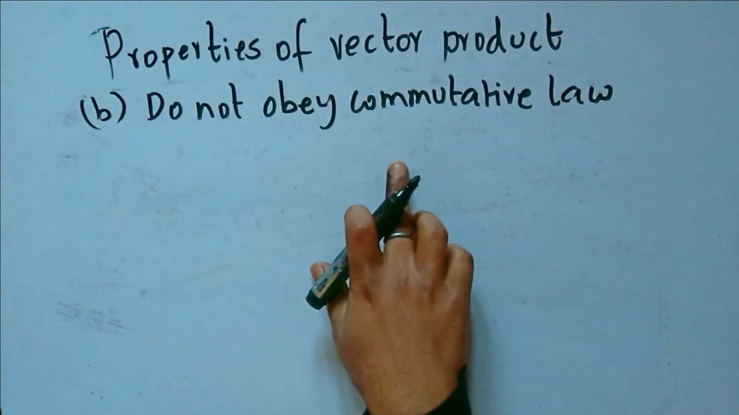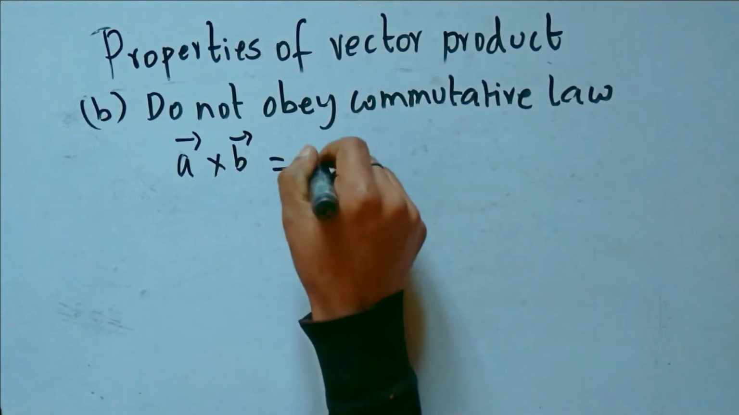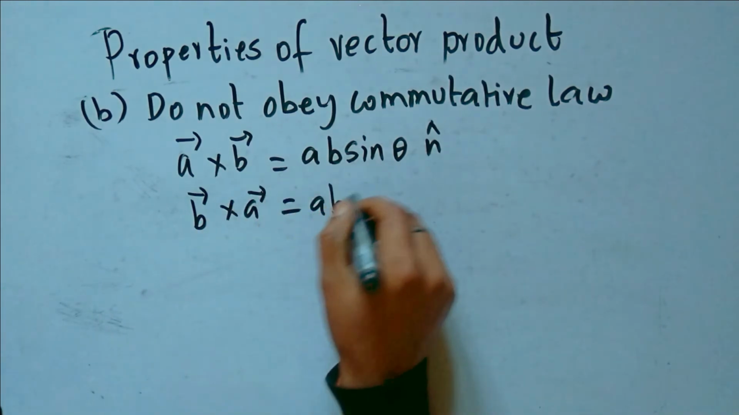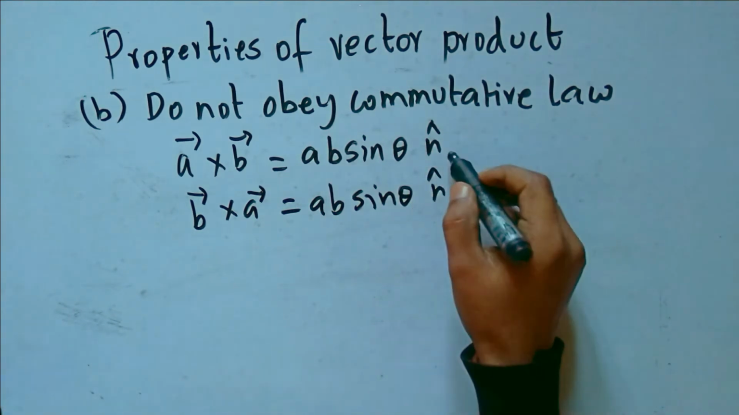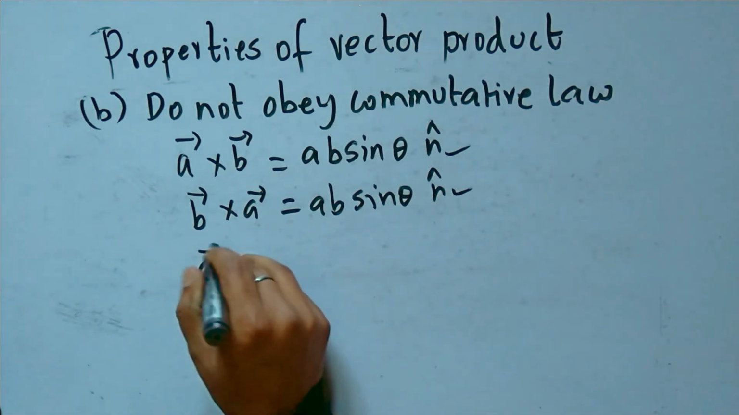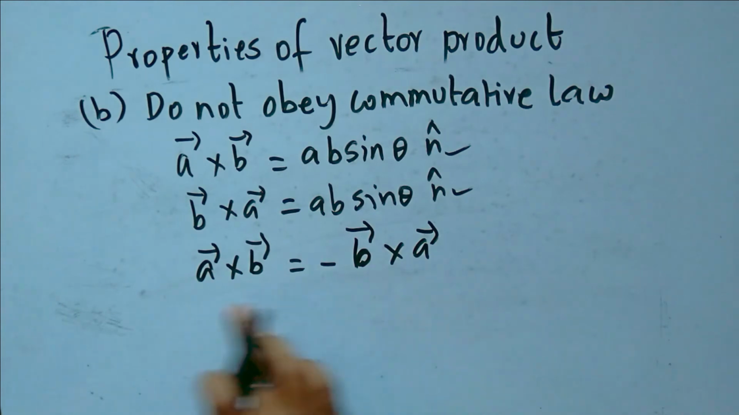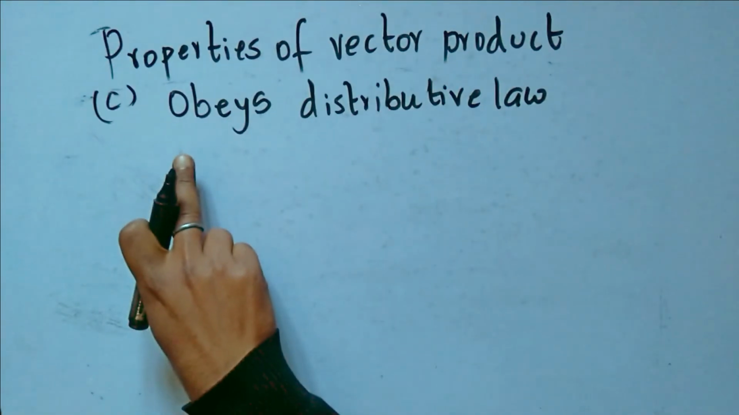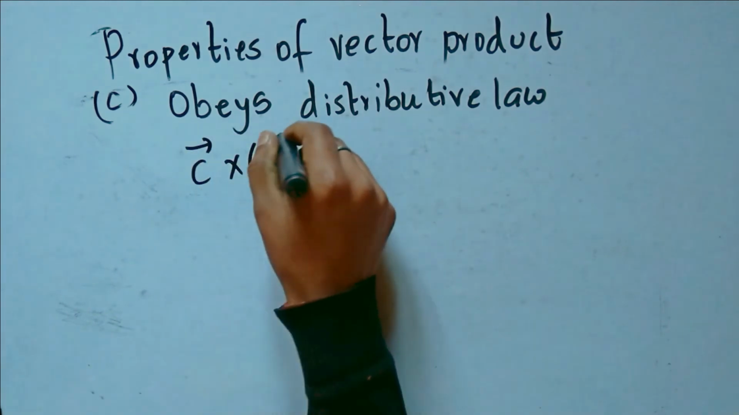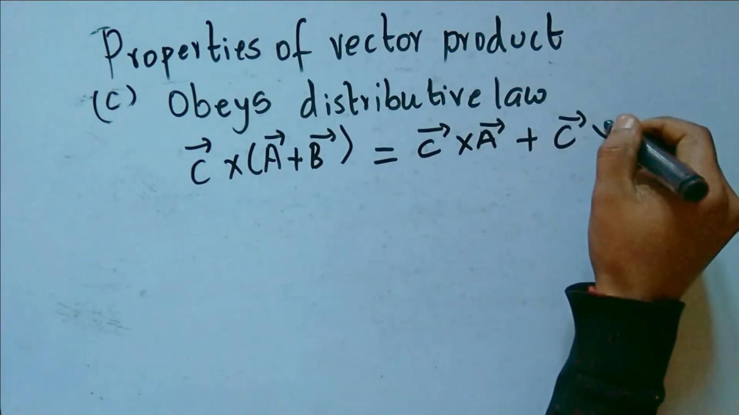Cross product or vector product does not obey commutative law. What is that? A cross B is AB sine theta n cap and B cross A is AB sine theta n cap, whereas here and here they are opposite to each other. It means their directions are opposite to each other. Thereby A cross B is equal to minus B cross A, because both resultant vectors are opposite to each other. The vector product obeys distributive laws. That means C cross (A plus B) vector is equal to C cross A plus C cross B.